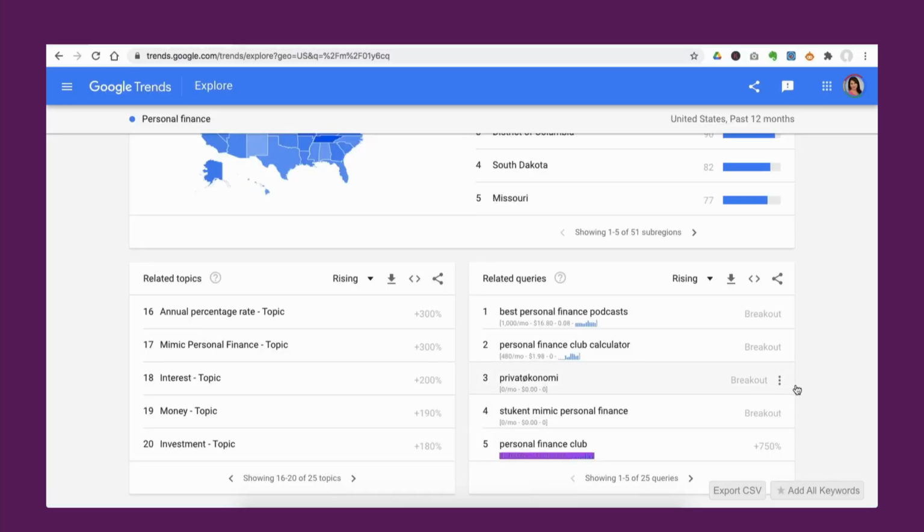Okay, so now as you go into related queries, what's happening here is that because I have Keywords Everywhere installed, you can see the number of searches and you can see trends data. And Google Trends is telling me if these are breakout topics or how high are they growing, like what is the rate of growth, right? So you can see plus 750%, breakout, breakout, breakout, breakout.